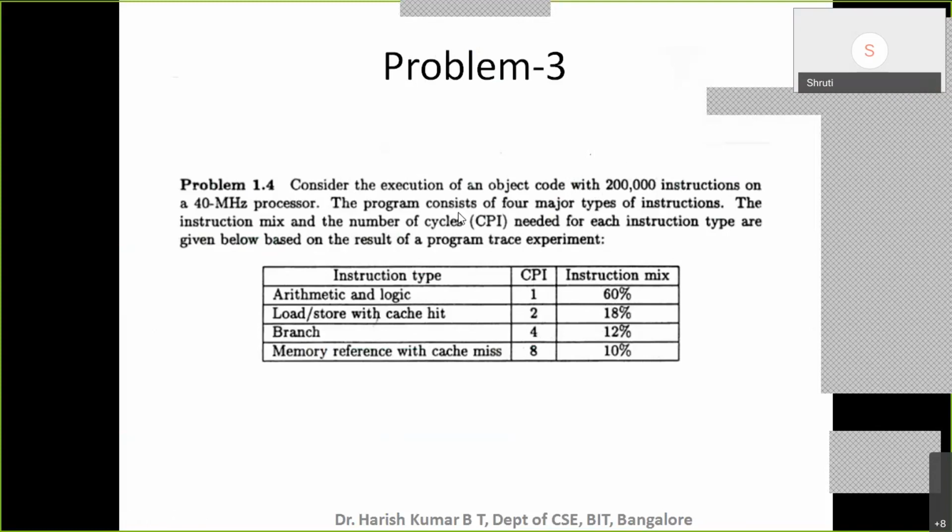Now you have to find the CPI again, and what to find is not shown here. Just find the CPI, average CPI, MIPS rating, and total time required to execute the program, because that part is missing here. Those are the three things again. Just make an attempt to solve this quickly.